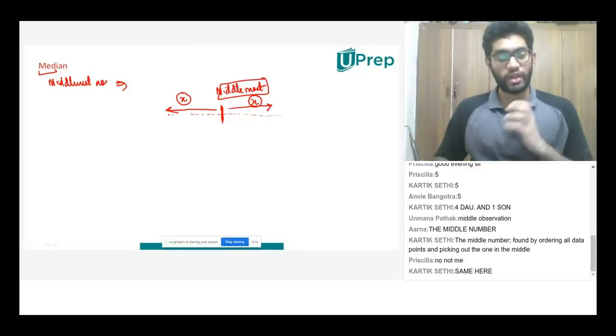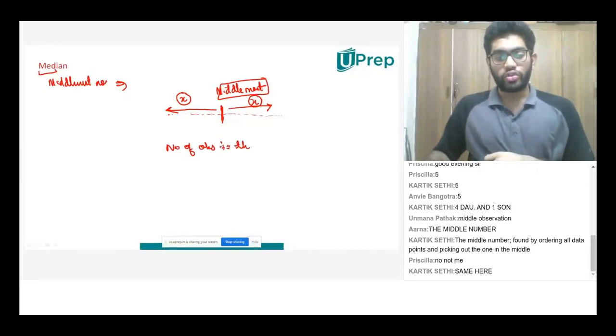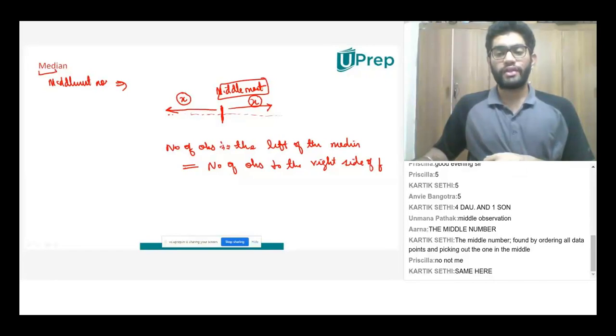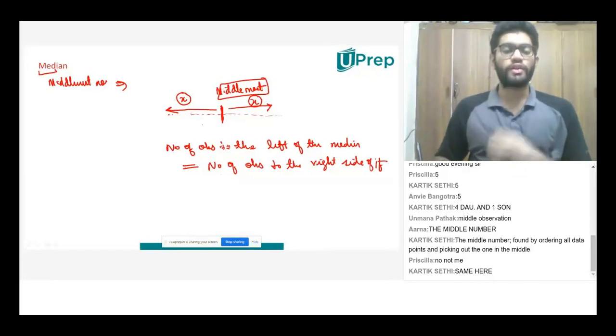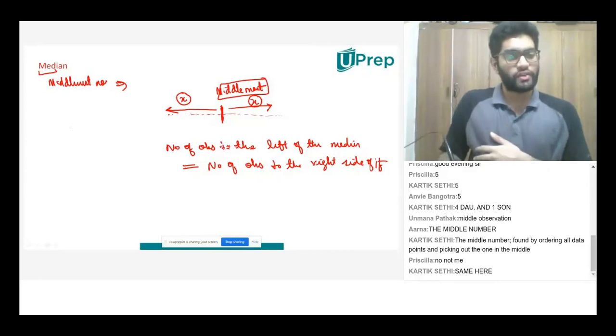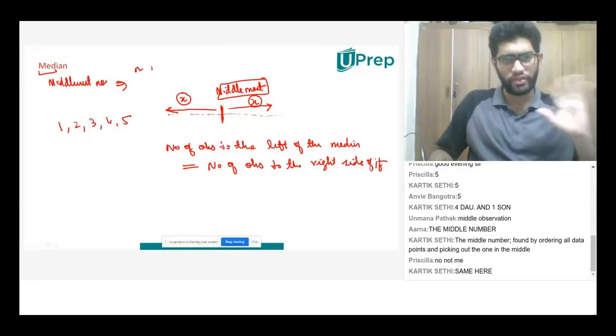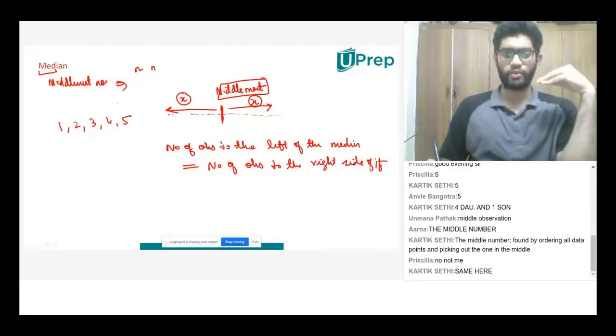That means the number of observations to the left of the median should be equal to the number of observations to the right side of it. Now, why does this make sense, guys? It makes sense because we are looking at the middlemost value. If I take a very simple series, say 1, 2, 3, 4, and 5, we will look at how we are supposed to find the median when n is odd, when n is even. Don't worry about that. But let's understand the logic before we go there.